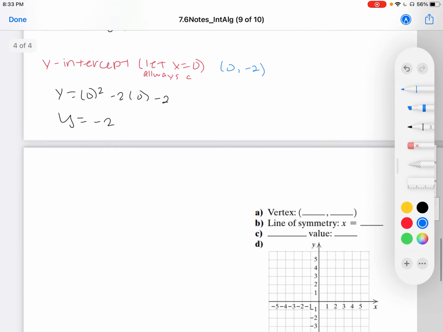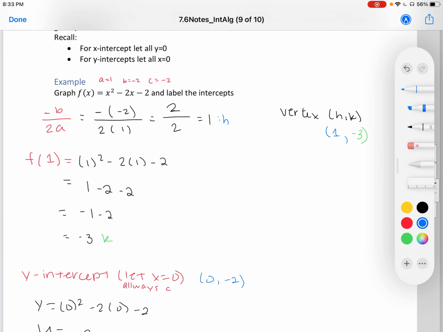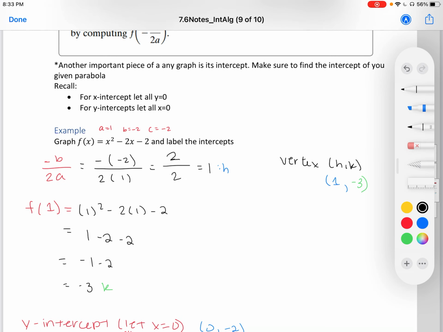Now if you want to find your x-intercept, you can try factoring. This one is not factorable, so you have to use the quadratic formula. So let's go ahead and find our quadratic formula. It's x is equal to negative b plus or minus the square root of b squared minus 4 times a times c all over 2a. All right, let's go ahead and work it out. So I have negative negative 2 plus or minus the square root of negative 2 squared minus 4 times a times c all over 2 times a.